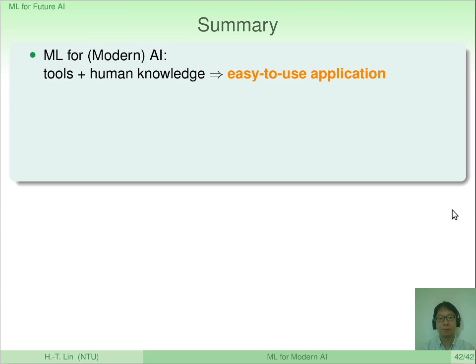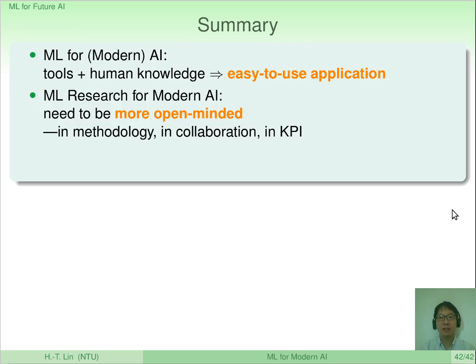Okay, to summarize, I told you my view about machine learning and modern artificial intelligence. Basically, machine learning is the tool, and if we add the tool properly with human knowledge, we get easy to use applications, and that's modern artificial intelligence, application intelligence. And for achieving modern artificial intelligence, we need to do good machine learning research. And the lesson learned is that through those research, we need to be more open-minded in collaboration, in how we evaluate our performance, in our methodology in achieving artificial intelligence.